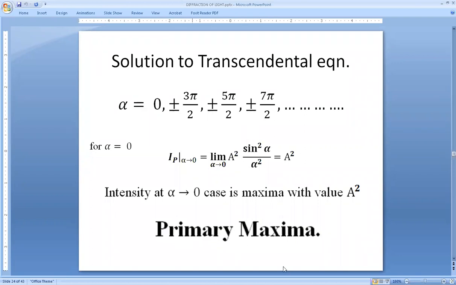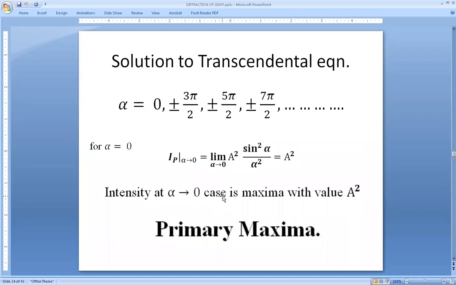What is going to happen as we approach alpha equal to 0? In the limiting condition, you know about L'Hospital's rule. Whenever you have a limit, let us say limit theta tending to 0, sin theta by theta, both numerator and denominator going to 0 simultaneously, then you apply L'Hospital's rule. L'Hospital's rule means you take the derivative of the numerator and the derivative of the denominator with respect to the same variable, then take its limit, right?